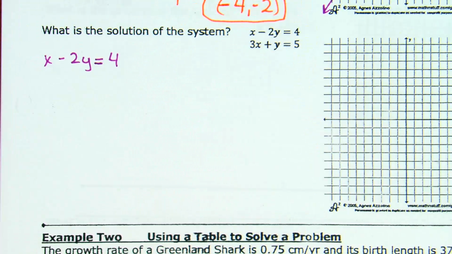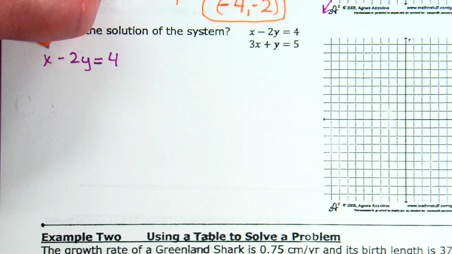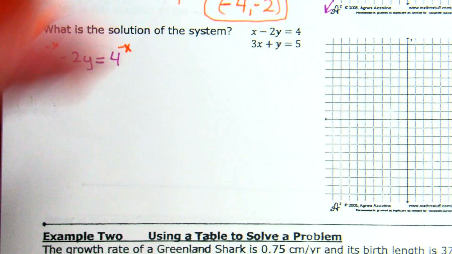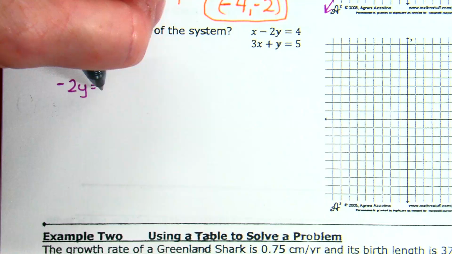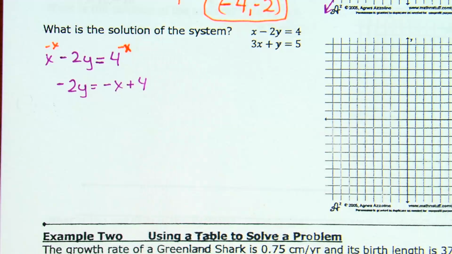You might be able to if you know the right tricks and steps, but what do we usually do then? Move the x to get y by itself, right? So if it's a positive x, we're going to subtract. If I subtract x on the left, subtract x on the right. As I carry this down, I'm going to carry down a negative 2y equals negative x plus 4, because it's a positive 4 there.